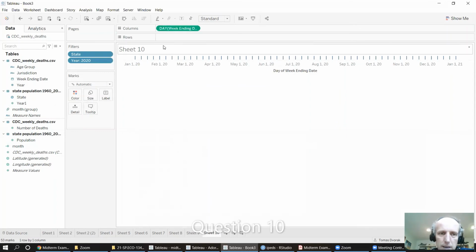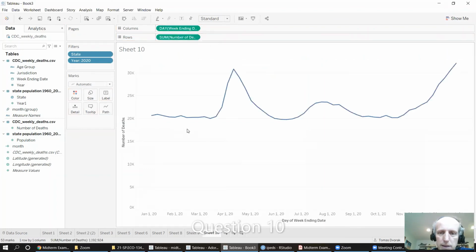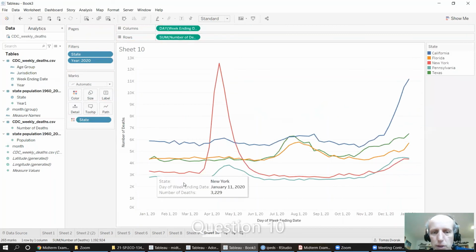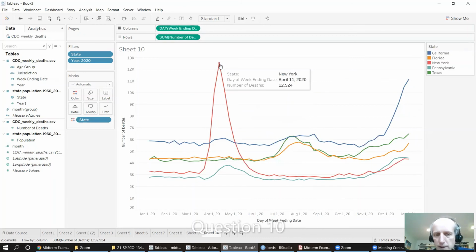And so I don't want to plot just the number of deaths, right? I could do that, and I could do that with a different line for each state. And this actually looks familiar. New York was hit hardest in the spring. COVID came later to the southern states, Florida, Texas, but Pennsylvania and New York felt it in the spring.